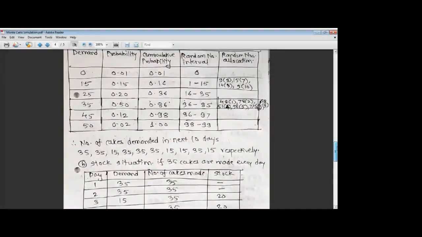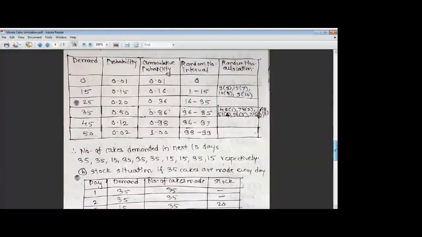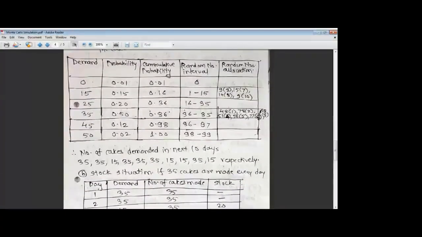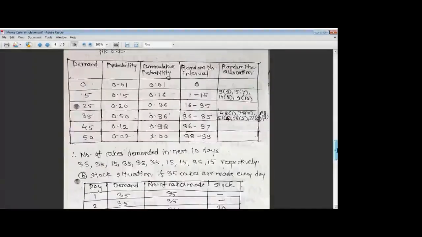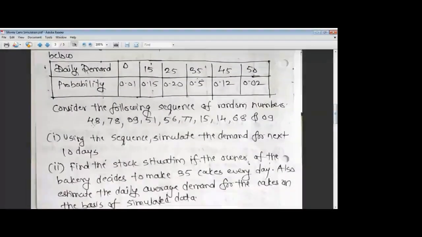Now 48 represents our day 1, right? Here 78 is the random number that will be representing our day 2. So every random number in the sequence is going to represent a particular day. We have 10 days, so 10 random numbers.